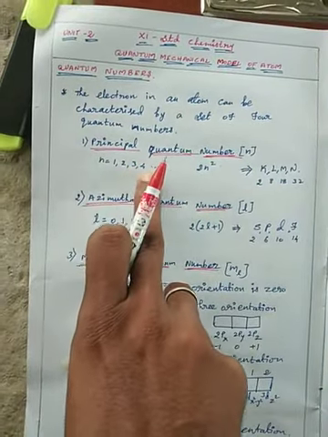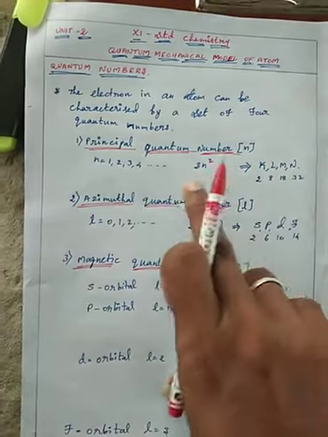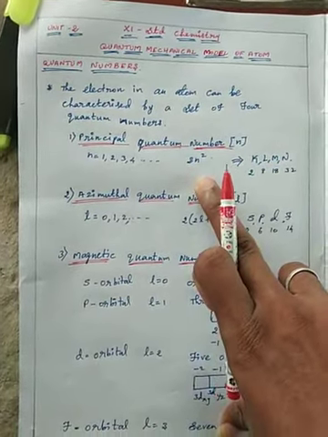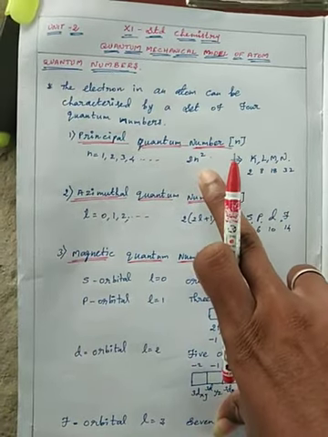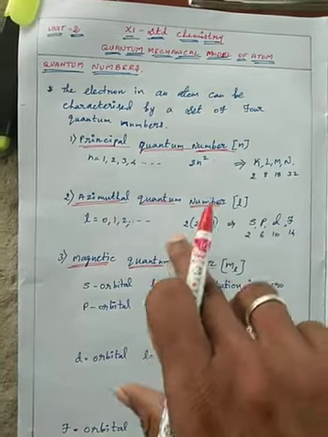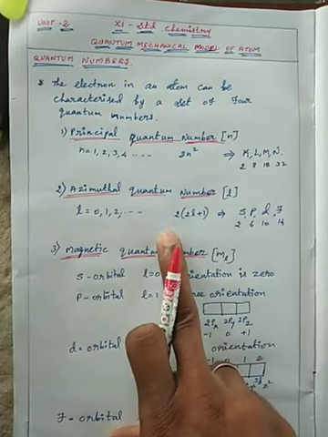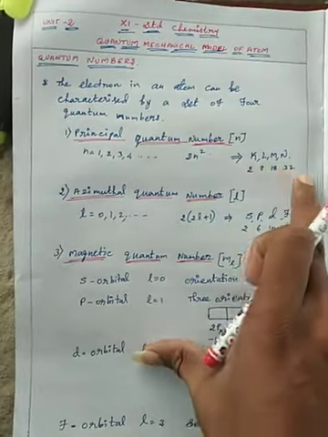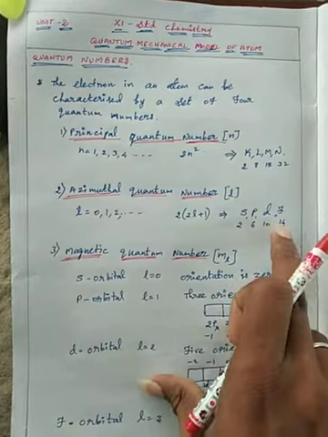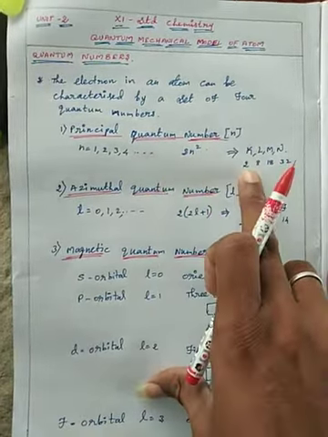So n equals 1, 2, 3, 4. The shells K, L, M, N, and the electrons in each shell are given by the formula 2n squared. In the next session we will discuss the principal quantum number compared to the azimuthal quantum number, comparing the K, L, M, N shells with the s, p, d, f subshells in depth.